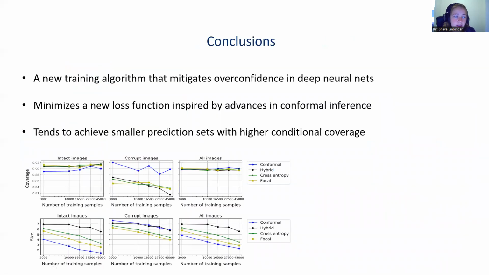In conclusion, we suggested in our paper a new training algorithm that mitigates overconfidence in deep neural nets. We do this by minimizing a new loss function inspired by advances in conformal inference. In the paper, we presented some experiments that show that our method manages to achieve smaller prediction sets with higher conditional coverage. We conducted experiments on synthetic data and on real data, for example, CIFAR-10, which you can see here below. For more details, please look at our paper.